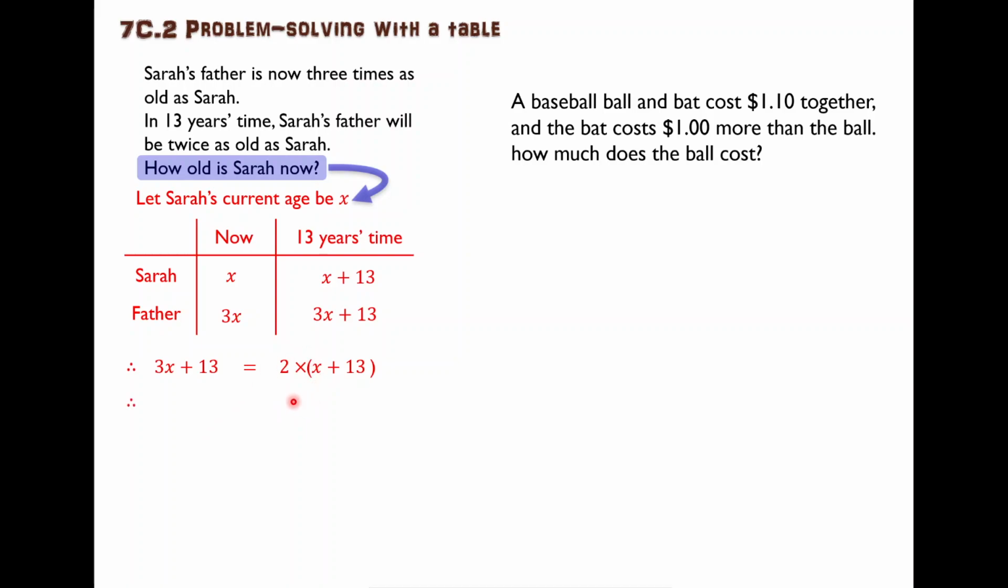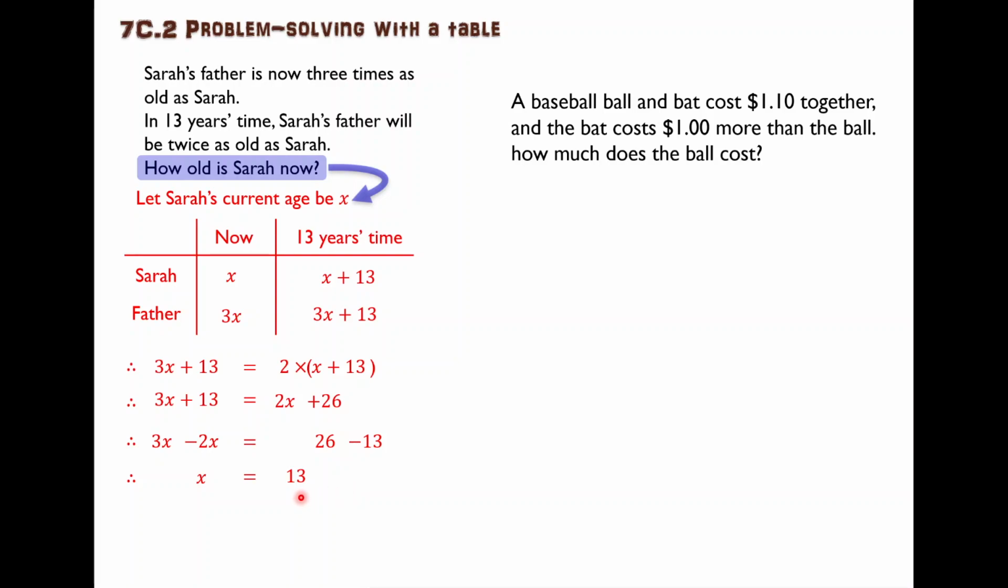From here, we can expand the brackets. 2 times x is 2x, 2 times 13 is 26. The rest I'll speed through. If you're not sure about this, check out my videos in 7a, which show more about solving these equations. But the 2x will move over here to become negative 2x, equals 26 will stay where it is. Positive 13 turns into negative 13. Collect like terms. 3 lots of x take 2 lots of x is 1 lot of x, equals 26 take 13 is 13.